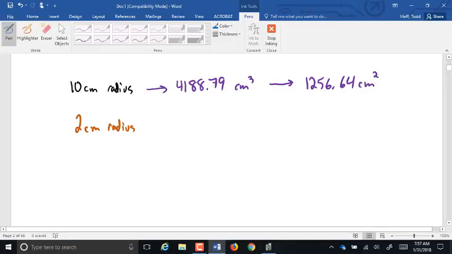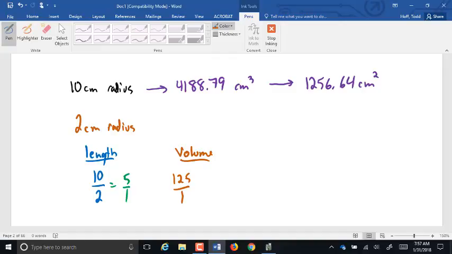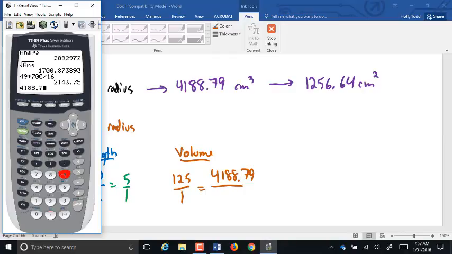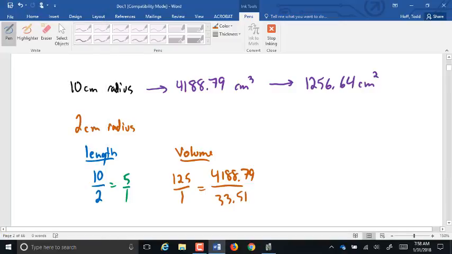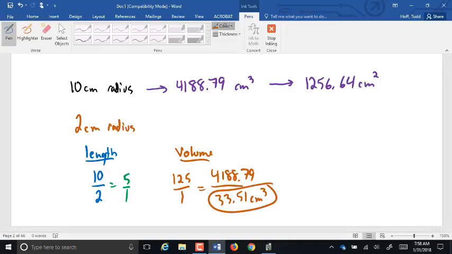Now, realistically, we've got the formulas for area and volume. We could just take the radius and calculate, but that's no fun. We have a ratio of lengths. It's 10 to 2. For my sanity, reduced to 5 to 1. For volume, we're going to cube it. That's 125 to 1, right? The 4188.79 goes there, times 1 divided by 125 is 33.51. So the volume of that smaller sphere is only 33.51 cubic centimeters.